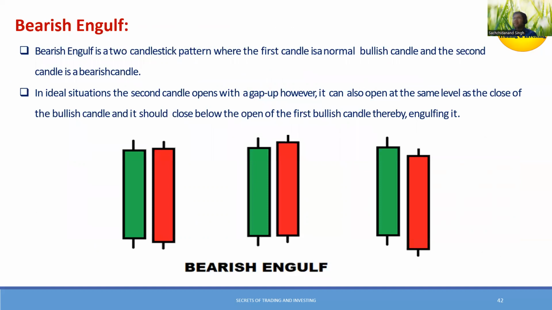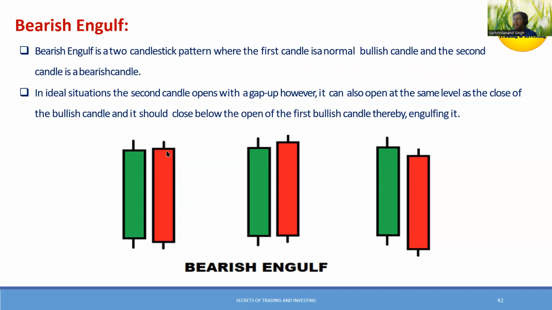So, bearish engulf. Again, it is the opposite of the bullish engulf. It is again a two-candlestick pattern, where the first candle is a bullish candle and the second candle is the bearish candle. If you look at these three examples, the first green candle is common, there is no change in all three examples.